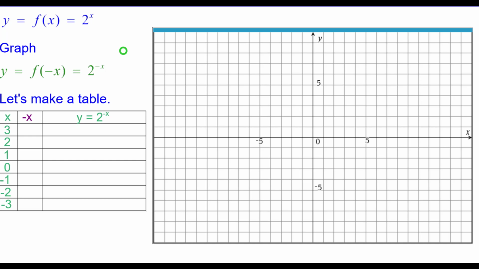We need to take the opposite of x because that's what's in the exponent on the one we want to graph. So when x is 3, the opposite is negative 3, and we're going to take 2 to that opposite 3 power. And that's going to be 1 over 2 cubed, which is 1/8. So 3 comma 1/8 is plotted first. When x is 2, y is equal to 2 to the opposite of that 2, which is negative 2. And that's 1 over 2 squared, which is a fourth, so 2 comma a fourth.